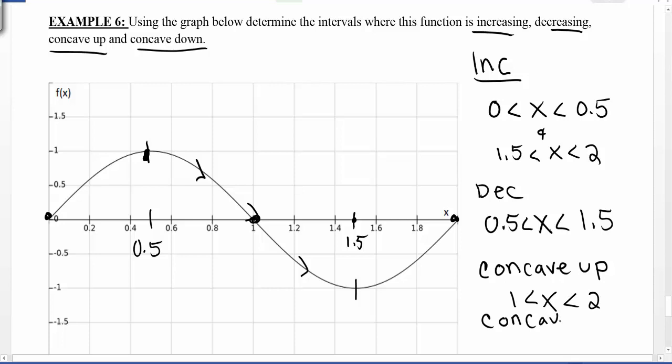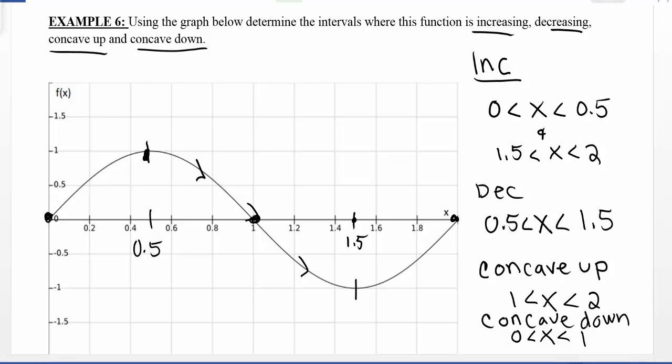If we're looking for where it's concave down, it looks like a frown, right? It's bending downward like a hill. We see that that happens from 0 to 1. So between x equals 0 and x equals 1, our function bends in the downward direction.